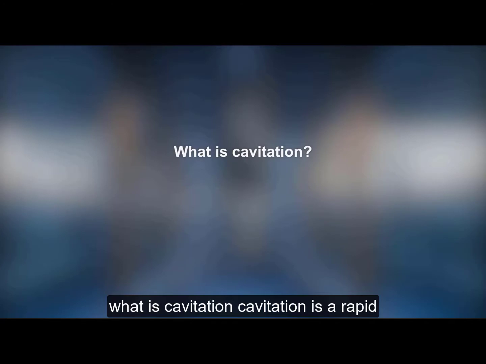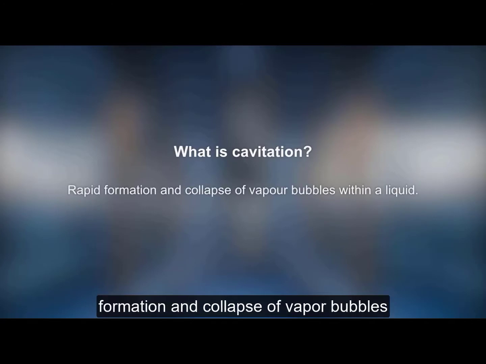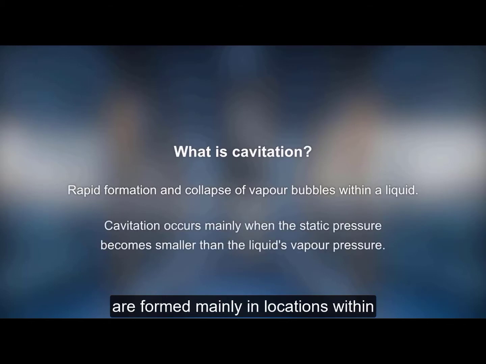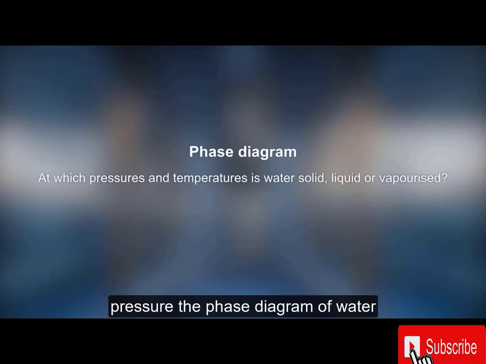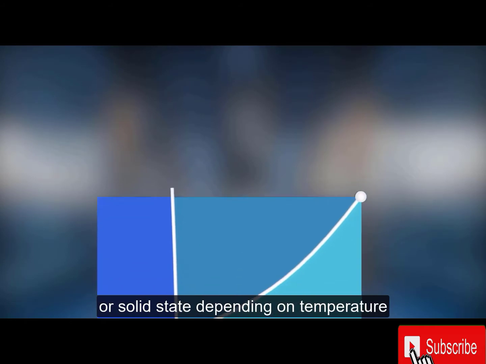Cavitation. Cavitation is the rapid formation and collapse of vapor bubbles within a liquid. Such cavitation bubbles are formed mainly in locations within the liquid where the static pressure becomes smaller than a liquid's vapor pressure.